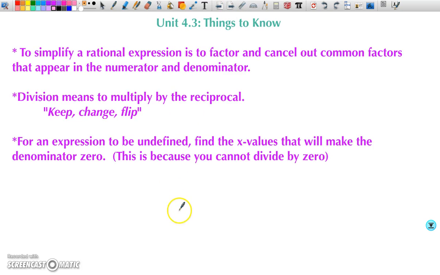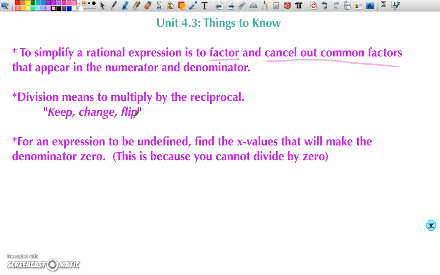There are a couple things that you have to know. First thing is to simplify a rational expression, that means you need to factor and then cancel out common factors. It's really important, and make sure there's one in the top and one in the bottom, so numerator, denominator. Division is really just multiplying by the reciprocal, so we're going to use this thing that I call keep, change, flip to help you remember to do that with division.